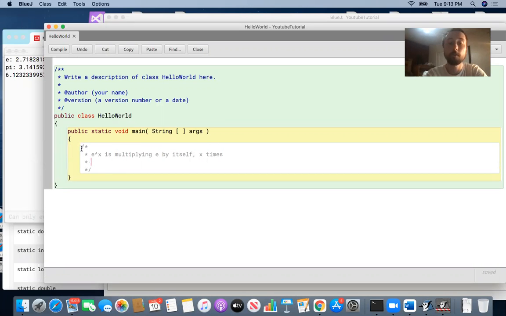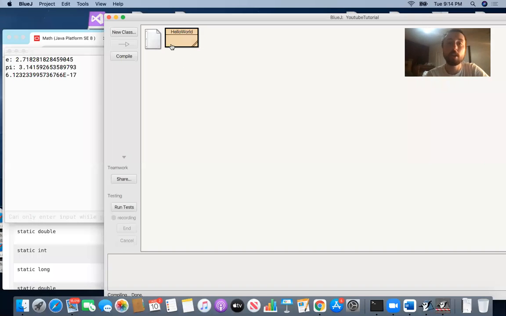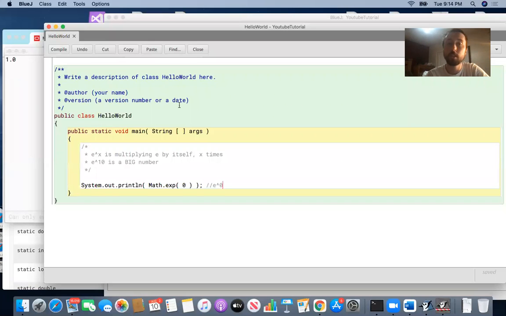And it's a quickly growing function, right? So e to the 10 is a big number, okay? So let's try figuring out some values of e to the x. Well, we know that e to the 0 is 1. Anything raised to the 0 power is 1. So let's do System.out.println of Math.exp of 0. So what this does is e to the 0. So now if you go ahead and compile it and run it, we're going to run the hello world, and indeed we get 1.0, okay?